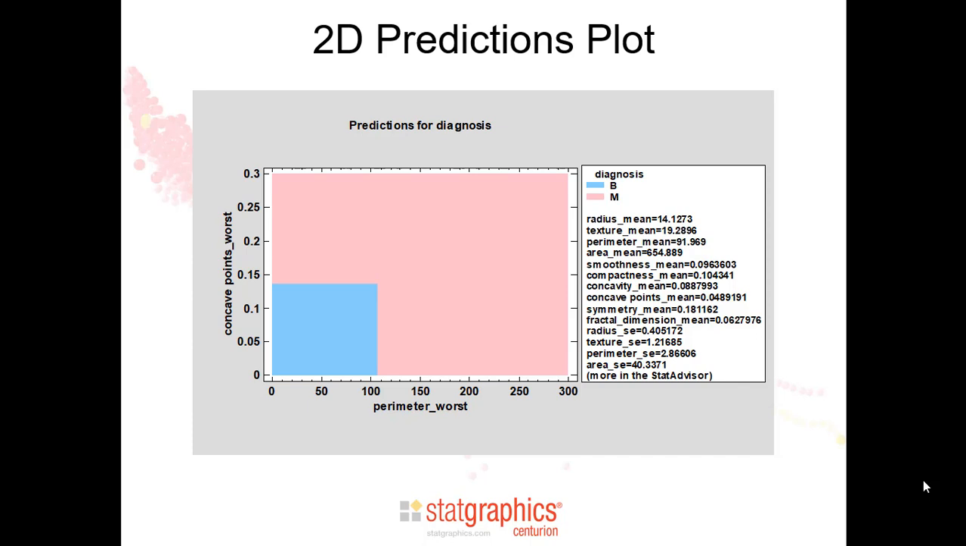What you can see here is that if you look at the perimeter worst and the concave points worst, the mass will be predicted to be malignant if either or both of those features is large.